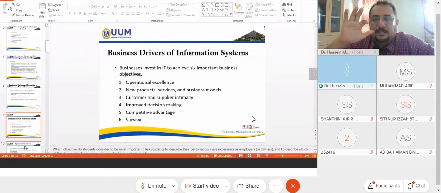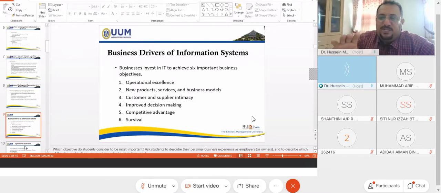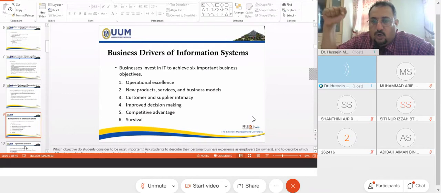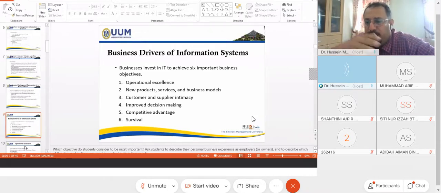First one, operational excellence. These six main objectives we will take separately all semester in each chapter. Okay? So, operational excellence we will take in one chapter. New product, service, and business models we will take in one chapter. Customer and supplier intimacy we will take in one chapter. Improved decision making we will take in one chapter. Competitive advantage we will take in one chapter. Survival is also a mix of chapters.